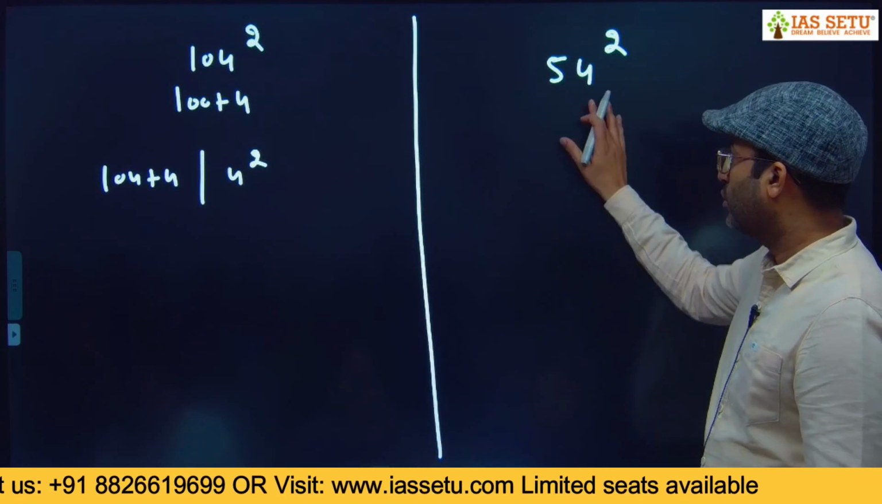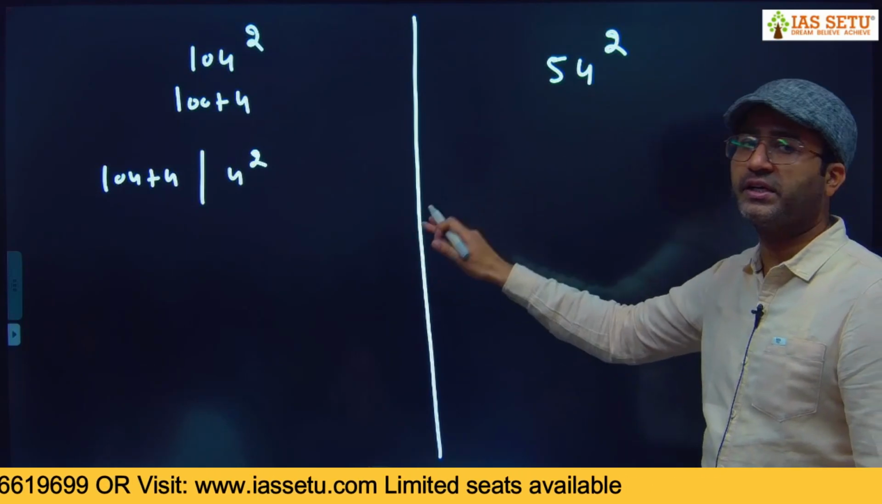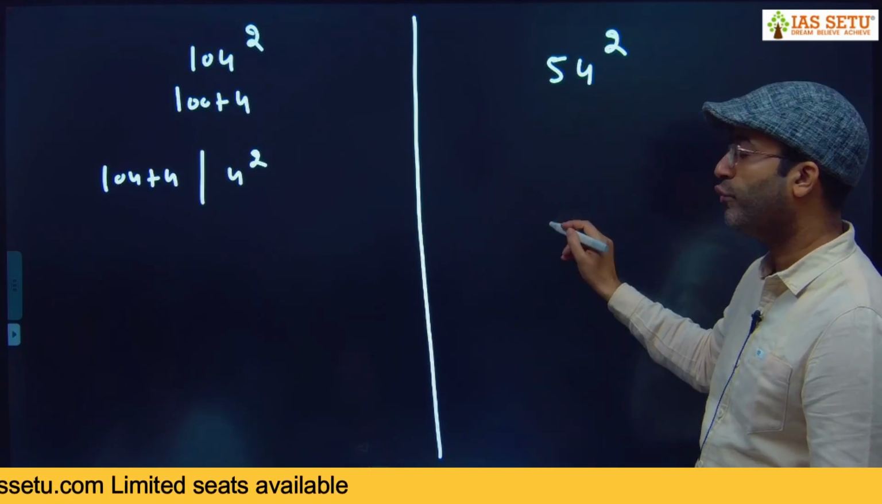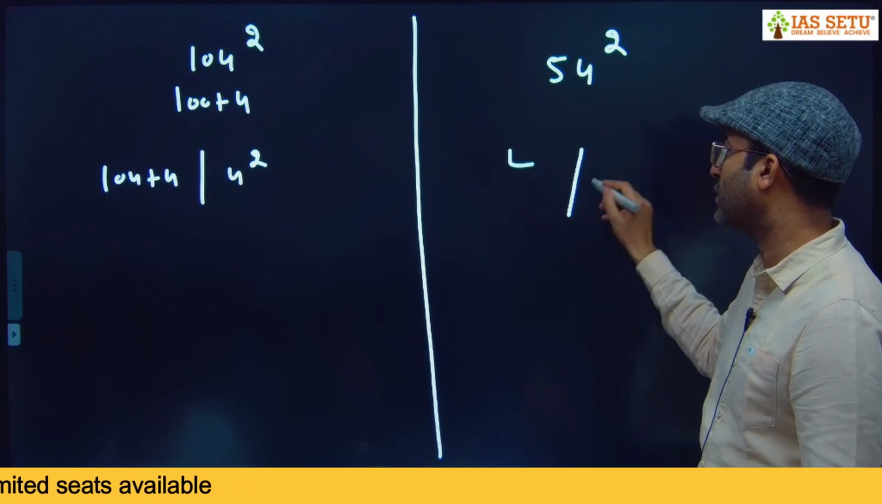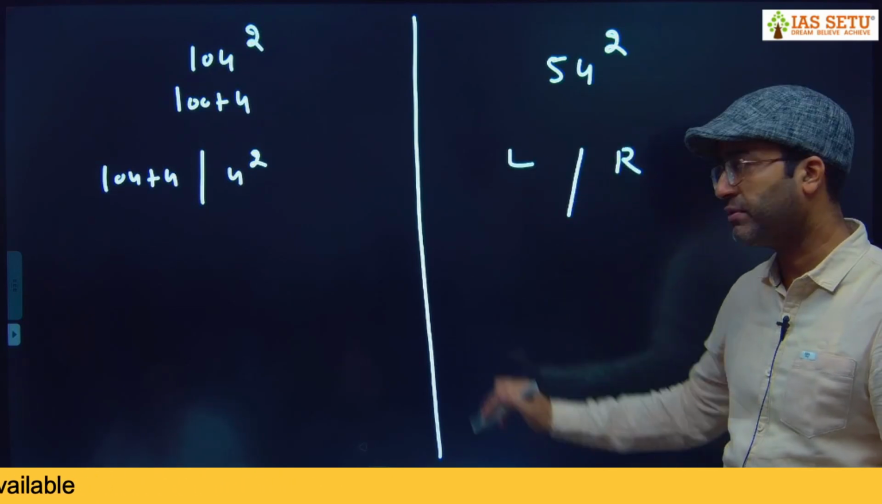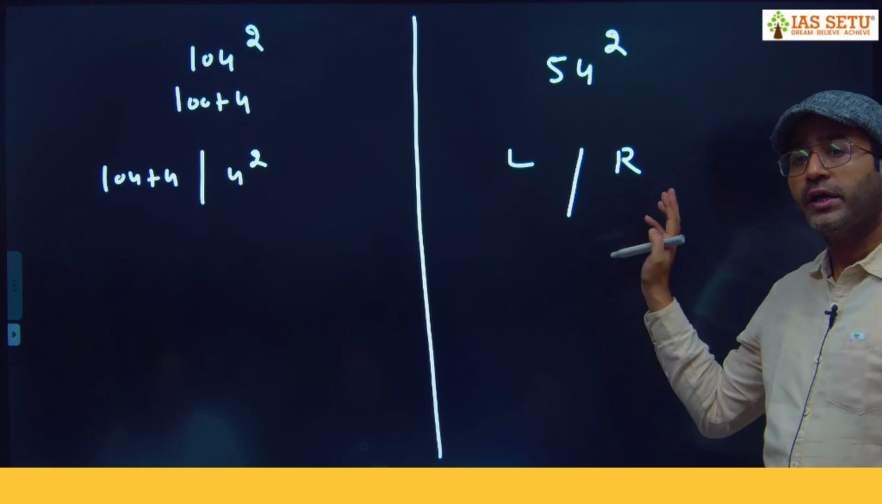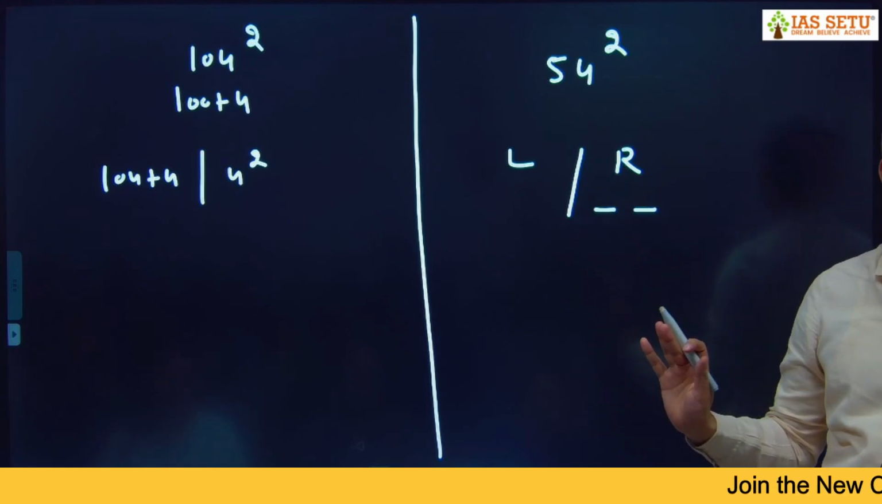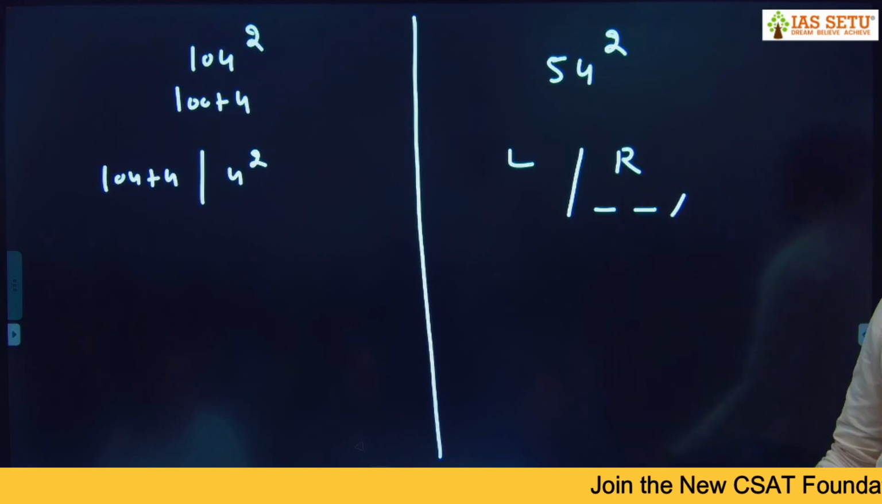I tell you, there is a similarity and there is a difference also. Similarity: here also, we divide our solution in two parts, left and right. Same as before, left and right. Here also, right side is fixed for 2 digits, unit place, 10 place. Totally same. Your right side is totally same.